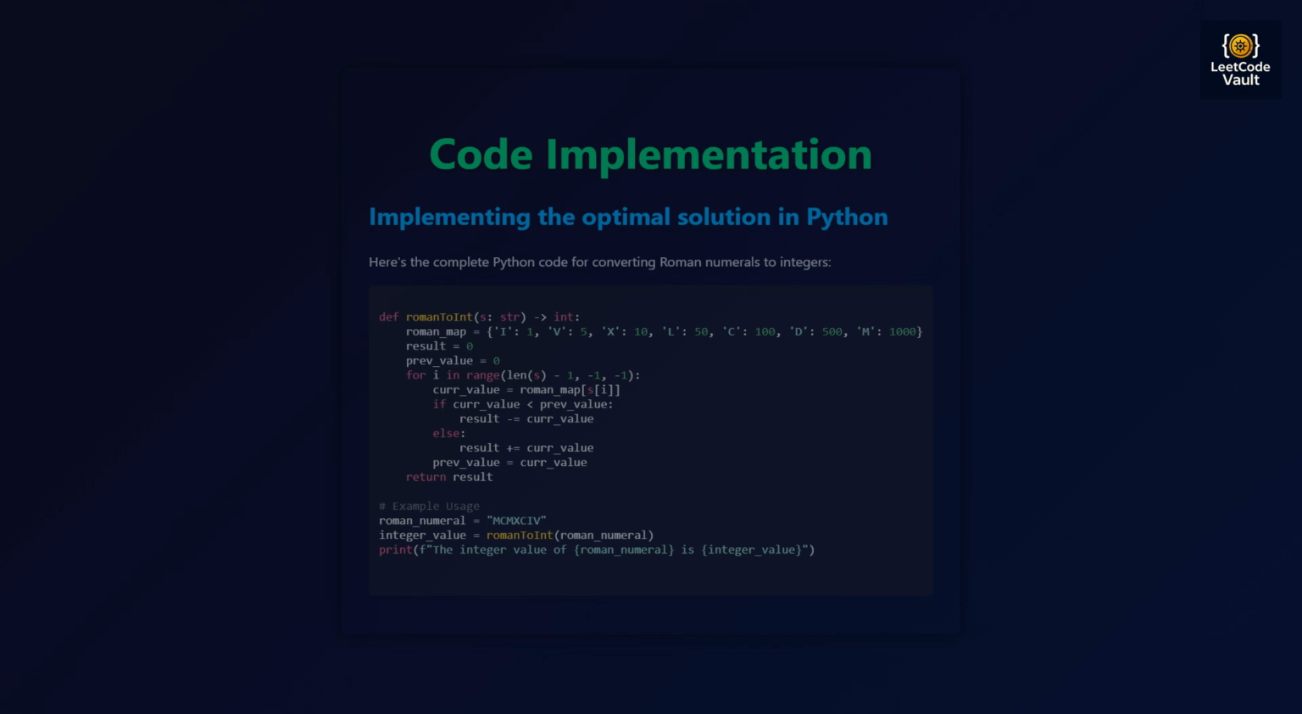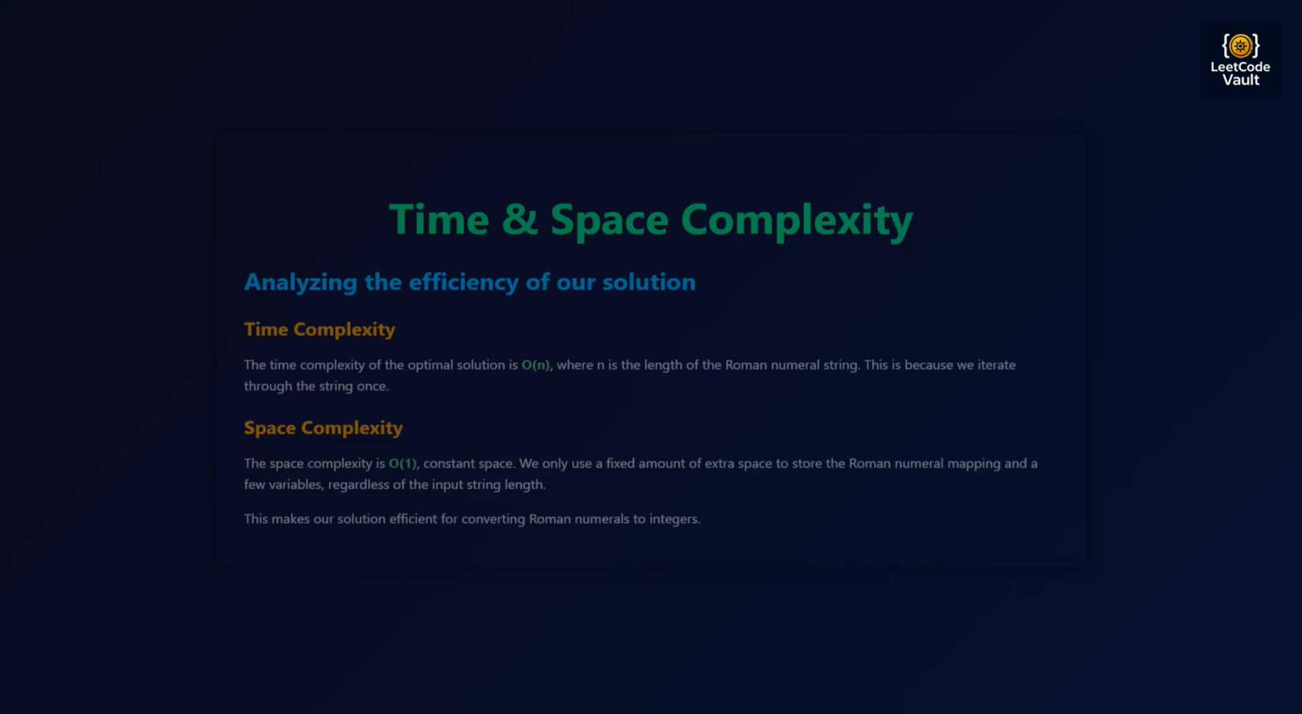Code implementation. Let's see the code in Python. We'll create a dictionary to map Roman numerals to their integer values. Then we'll iterate through the string from right to left, applying the logic we just discussed. We initialize the total to 0. For each character, we check if its value is less than the next character's value. If it is, we subtract it, otherwise we add it. Finally, we return the total. This concise code efficiently converts Roman numerals to integers. Let's step through the code line by line, highlighting key elements and explaining the flow of execution.